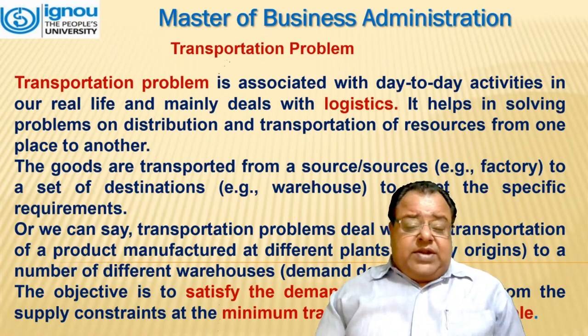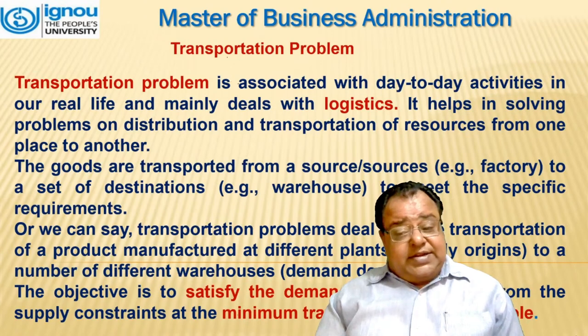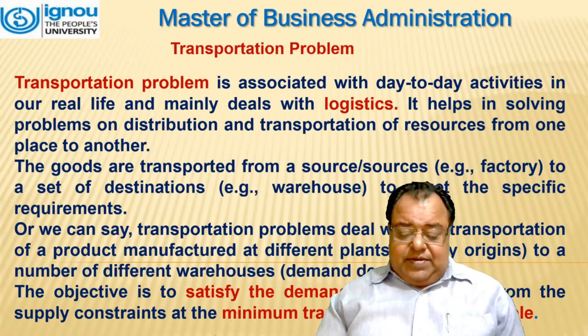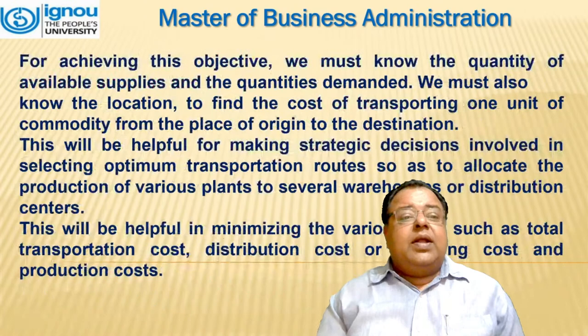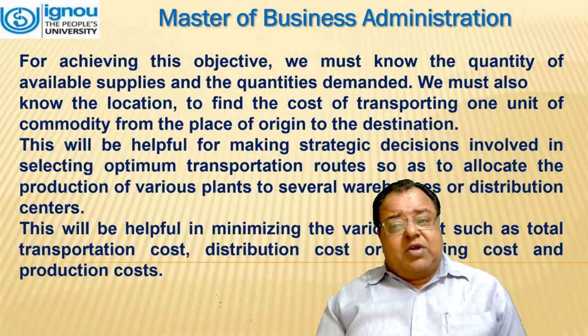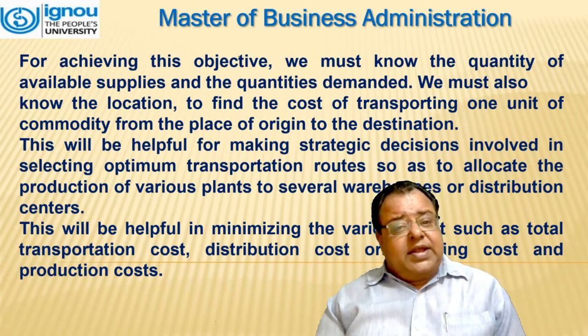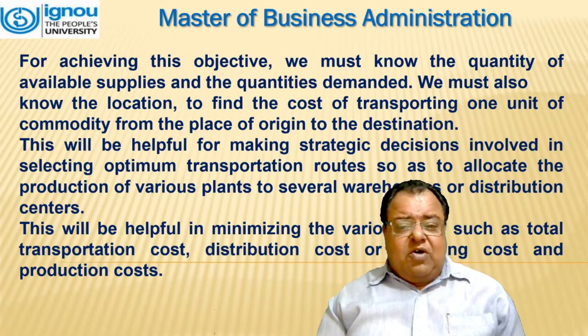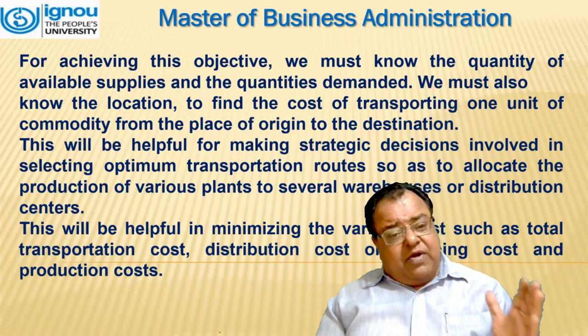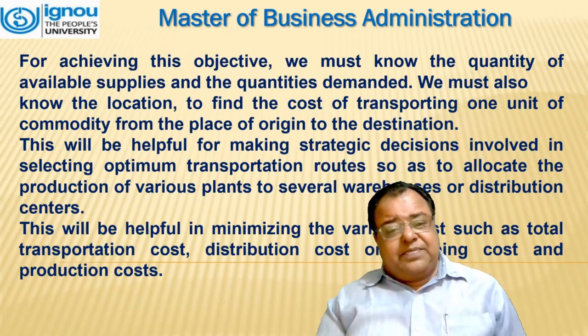The objective is to satisfy the demand at destinations from the supply constraint at the minimum transportation cost possible. For achieving this objective, we must know the quantity of available supplies and the quantities demanded. We must also know the location to find the cost of transportation of 1 unit of commodity from the place of origin to the destination.